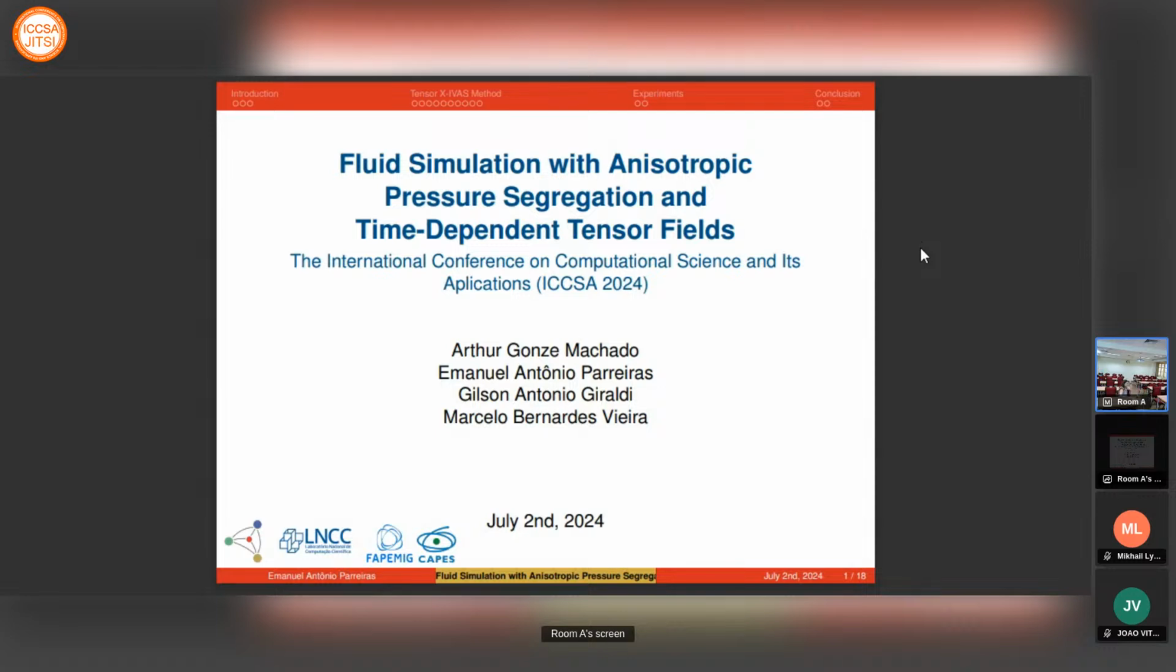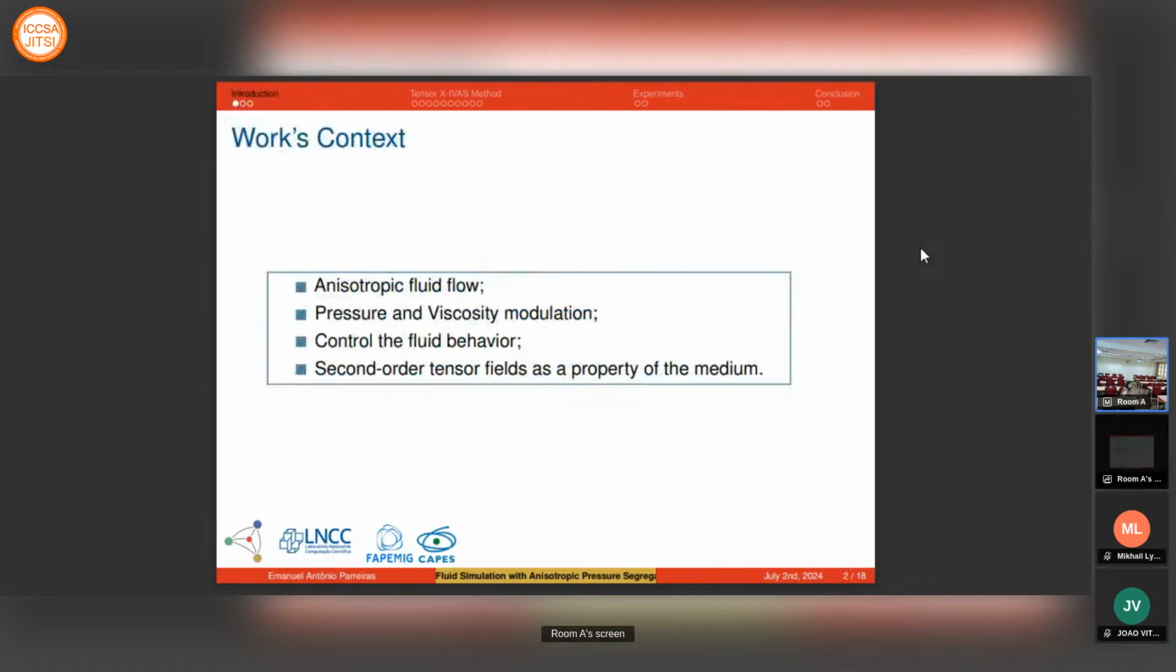Hello everyone, I am Emmanuel Antonio Paredes. I am one of the authors of the article Fluid Simulation with Isotropic Pressure Segregation and Time-Dependent Tensor Fields. I'm talking about one of my latest works with Arthur Gonzo Machado, Gilson Antônio Giraldi, and Marcelo Bernardes Vieira. Special thanks to LNCC and CAPES for the resources to bring me here.